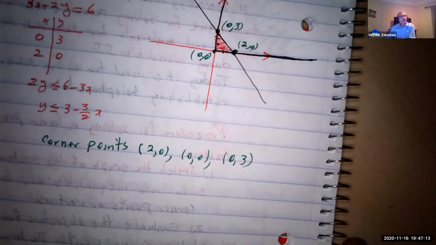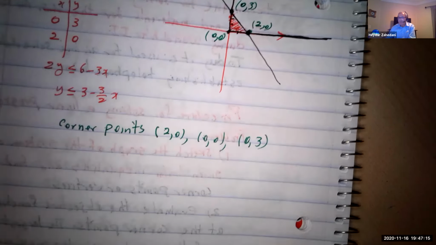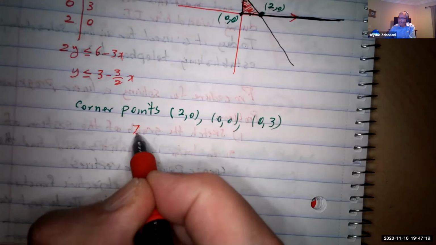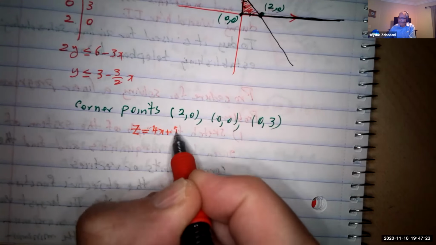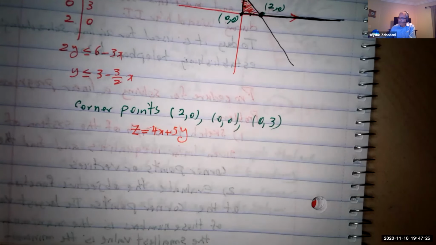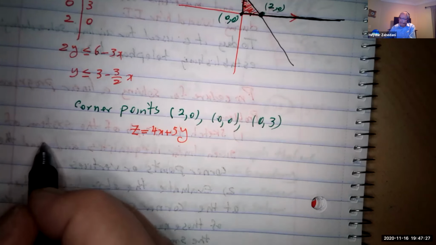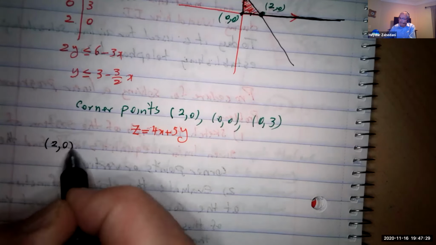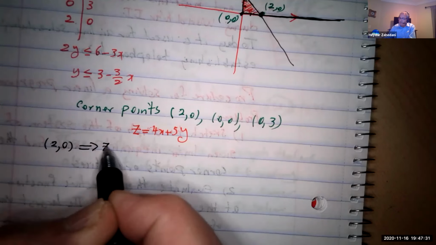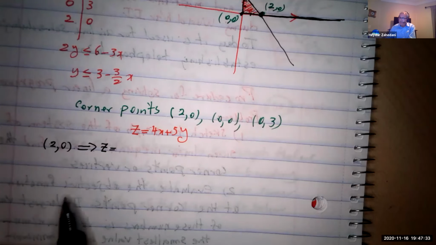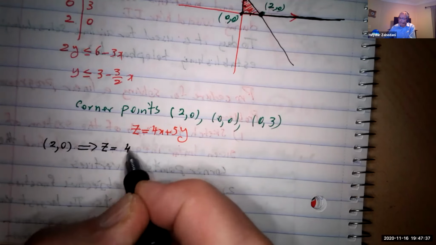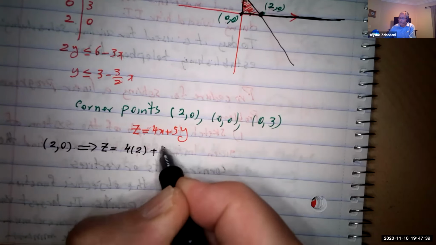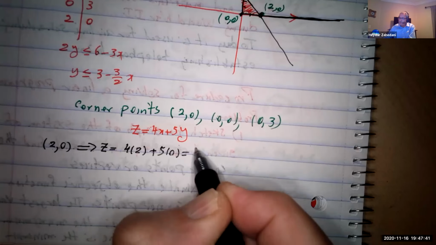So that was the corner points that we get. Now we bring the function and we are going to find it. So z is equal to 4x plus 5y. So check this. The first point is going to be 2 and 0. So z would be equal to, okay, x is equal to 2, so that gives you 4 times 2, and y is 0, 5 times 0, so that gives 8.